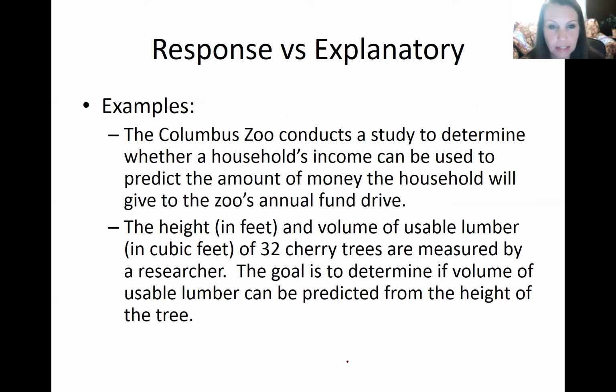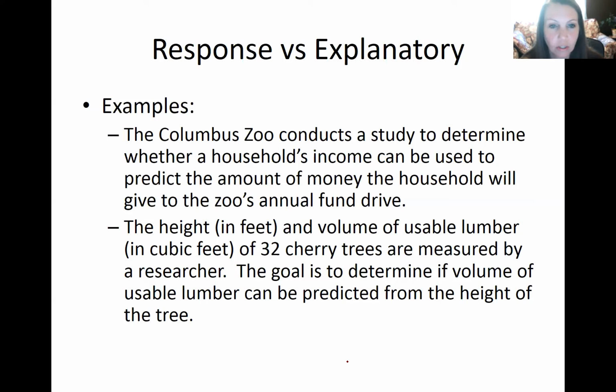So here are some examples. We're going to see if we can identify which variable is the response variable and which is the explanatory variable. Here's the first one. The Columbus Zoo conducts a study to determine whether a household's income can be used to predict the amount of money the household will give to the zoo's annual fund drive.